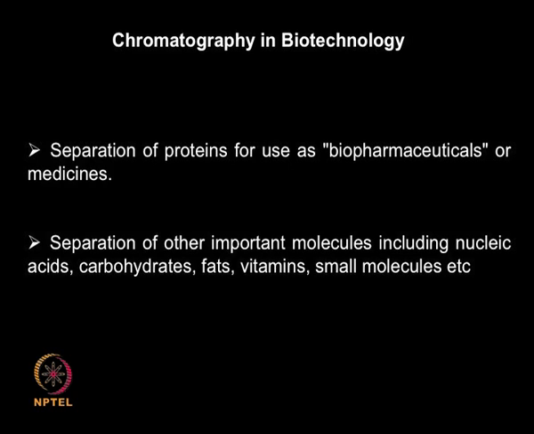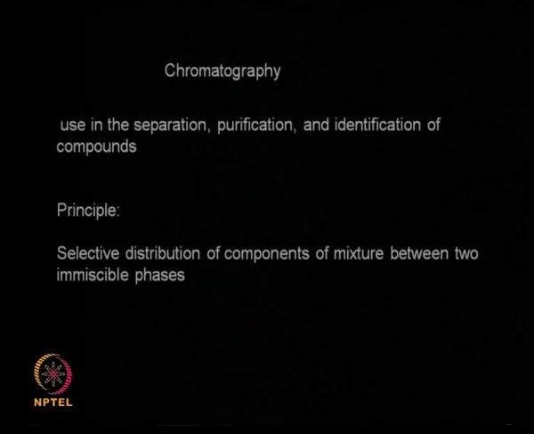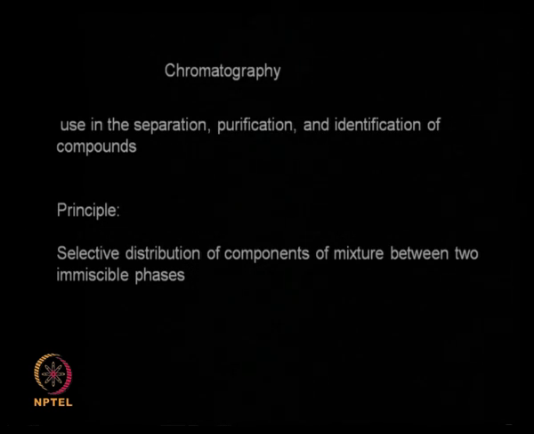So chromatography is widely used in biochemical engineering, bioprocess engineering, biopharmaceuticals and medicine, and it is also used for separating out carbohydrates, fats, vitamins, small molecules and so on. So it has a very wide range of application. It can be used for separation, for purification, and also for identifying compounds. There is analytical chromatography, called high performance liquid chromatography or high pressure liquid chromatography, that is HPLC, which is used for identifying compounds in a mixture.